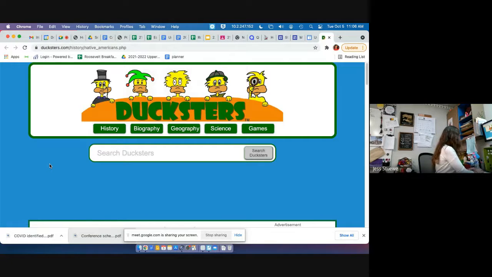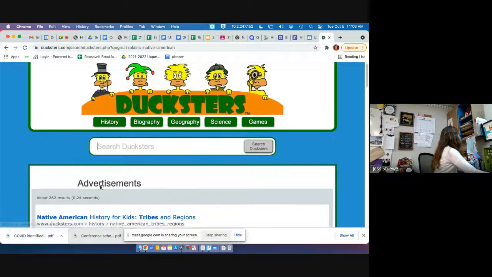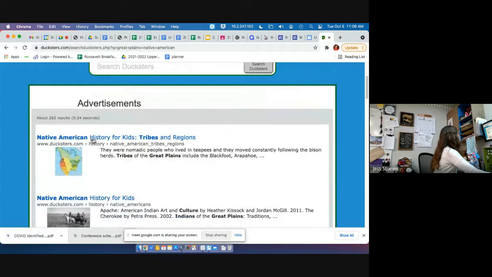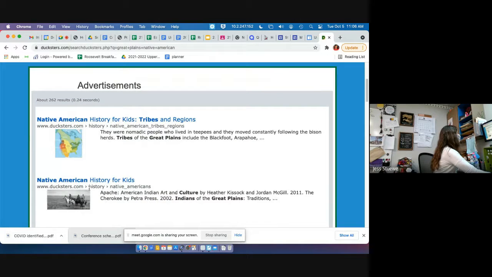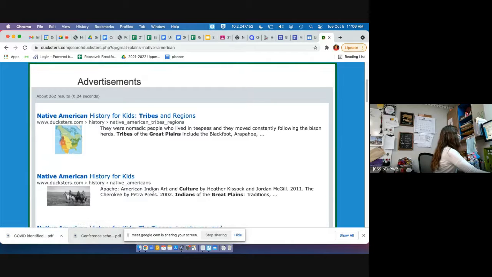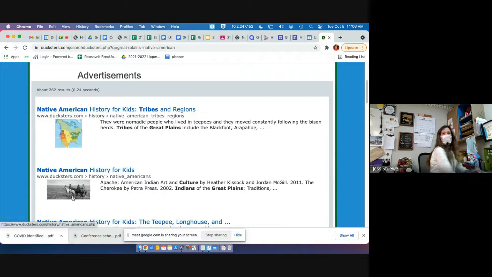And what if I have the Great Plains, let's say Native Americans. Sometimes it is termed Indians, and we'll talk about how Indians was actually an incorrect term, but it's a term that some people prefer over Native American. So sometimes you'll write Indian, sometimes Native Americans. Okay, and we can scroll down here, and we got Native American history for kids, tribes and regions, Apache and Indian art. Now, notice that these Native Americans are on horses.